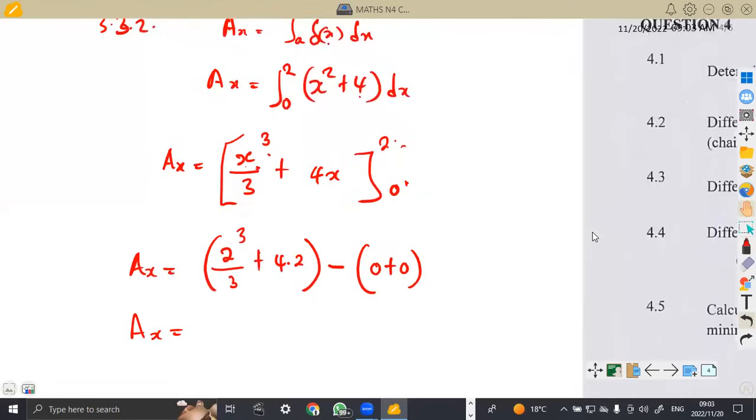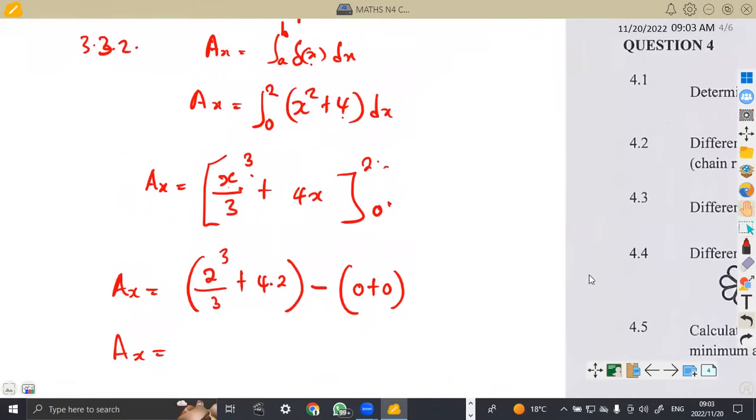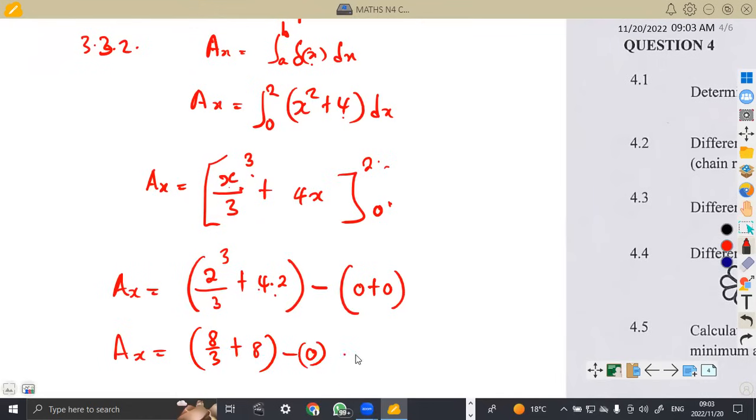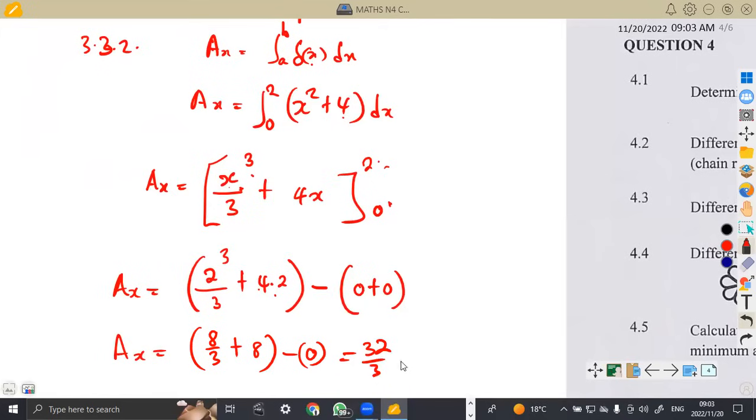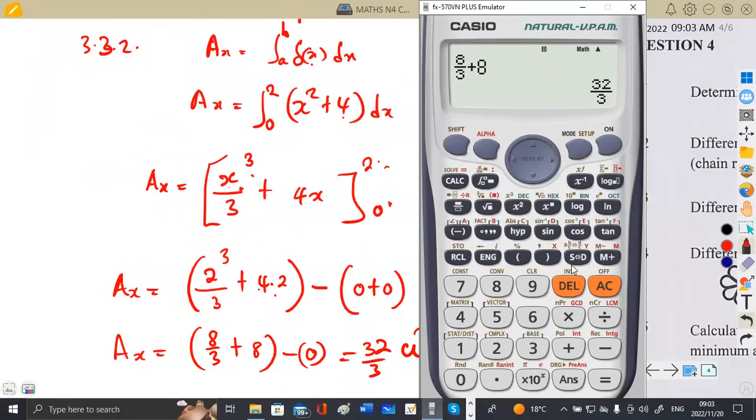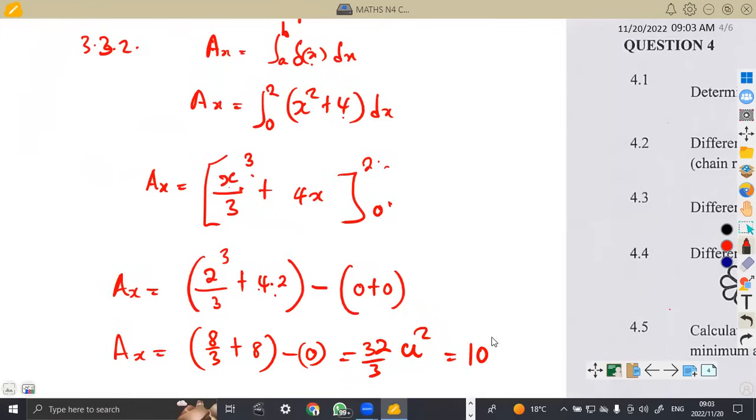Okay, so that's it. From your calculator, you can simplify 2 to the exponent of 3, that's 8. So we've got 8 over 3 plus 4 times 2, which is 8, minus 0. So that was the area. We can simplify 8 over 3 plus 8, which is going to be 32 over 3. So we've got 32 over 3 square units. This is the area, or you can write it as a mixed fraction, which is 10 and 2/3 square units, or you can write it as a decimal.